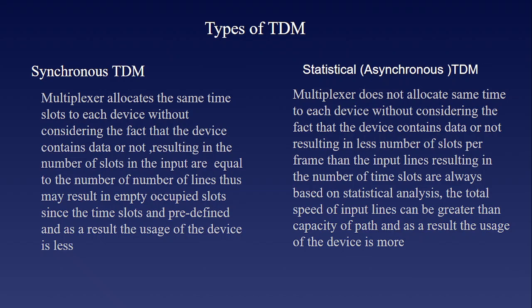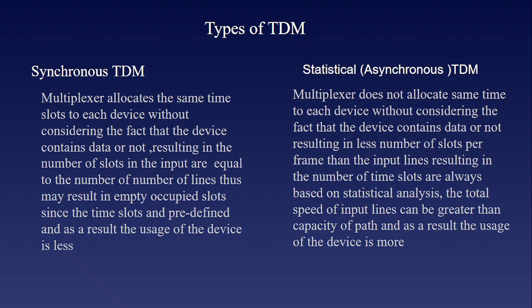Synchronous time division multiplexer allocates the same time slots to each device without considering whether the device contains data or not, resulting in the number of slots in the inputs being equal to the number of lines. Thus it may result in empty slots, since the time slots are predefined, and as a result the usage of the device is less.